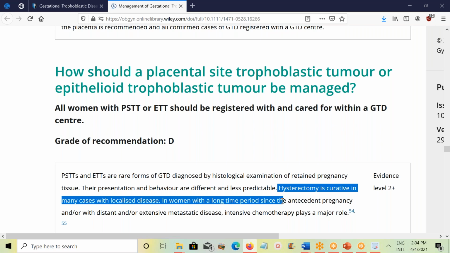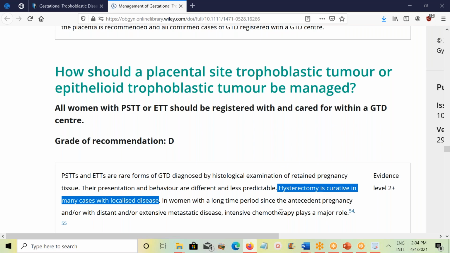So if there is localized disease, can you appreciate it? With localized disease, hysterectomy is curative in many cases, right? So we are going to offer them one procedure, which is hysterectomy.